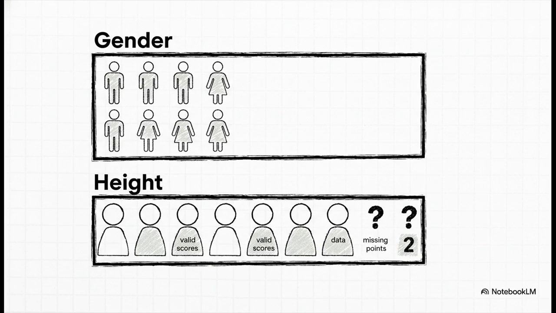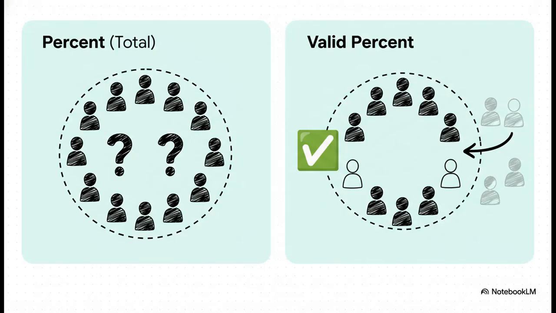This kind of thing happens all the time in the real world, so it's really important to know what to do about it. So, that brings us to a really important distinction you'll see in the output, a column called percent versus one called valid percent. The percent column calculates percentages based on the total sample, all 12 people, even those 2 who are missing data. But valid percent only uses the 10 people we actually have data for. Little pro tip, almost always, you're going to want to report the valid percent. It gives you the truest picture of the data you're actually working with.